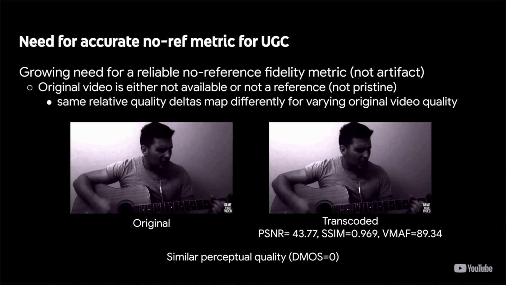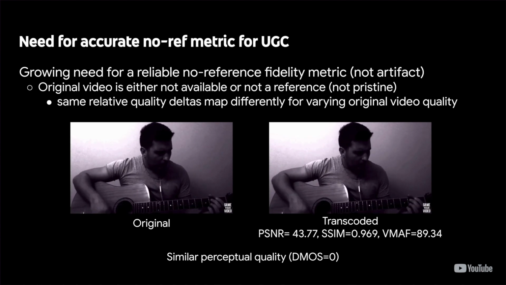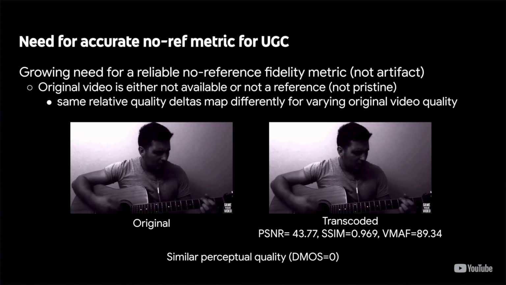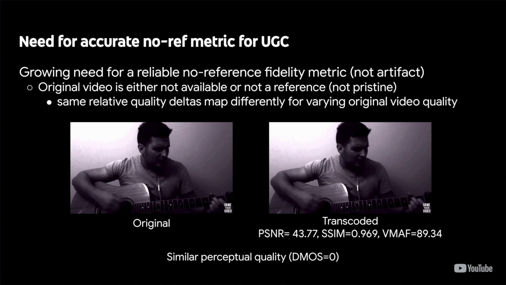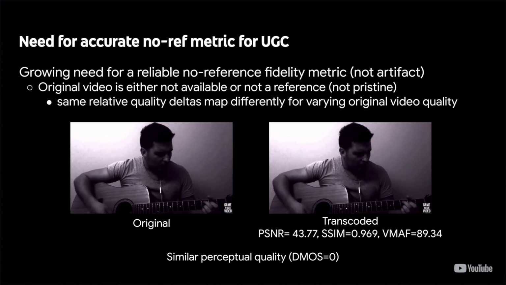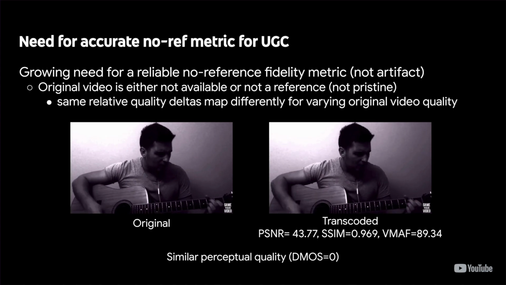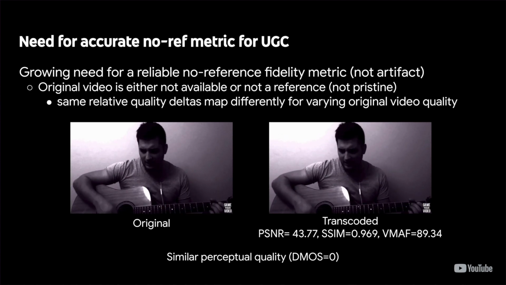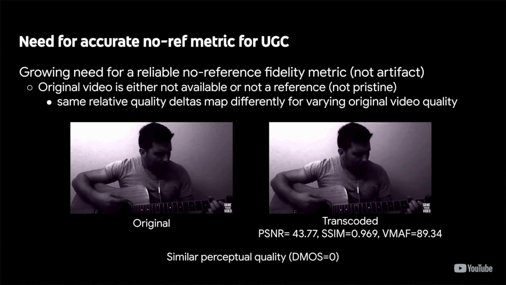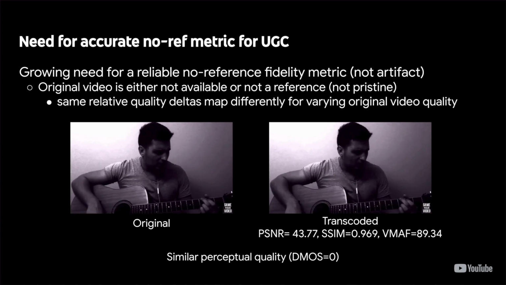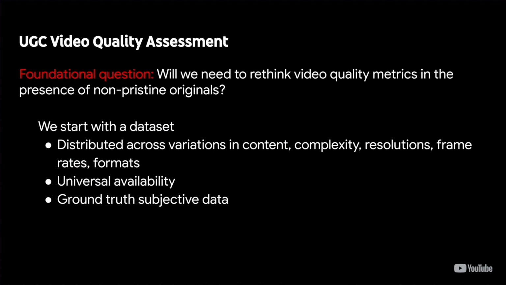And then the quality of the original becomes an important factor in UGC quality assessment. Since we see a lot of non-pristine originals, like this one, for example, the two videos, the one on the left is the uploaded version, and the one on the right is the transcoded version. They look visually very similar, but the reference-based metrics say that the transcoded version has lower quality, which is not very meaningful. So the fundamental question is, will we need to rethink video quality metrics in presence of non-pristine originals? And I think the answer is yes.